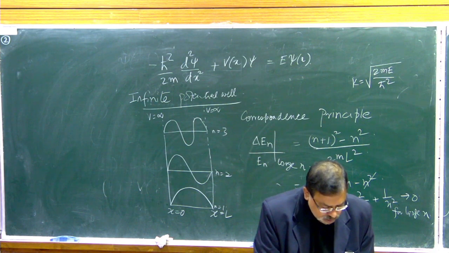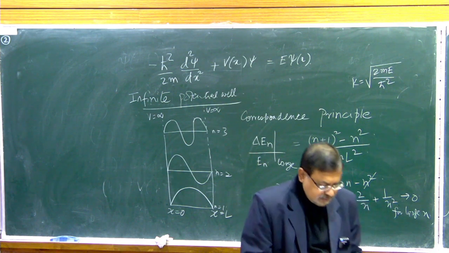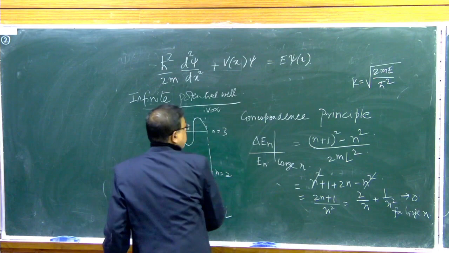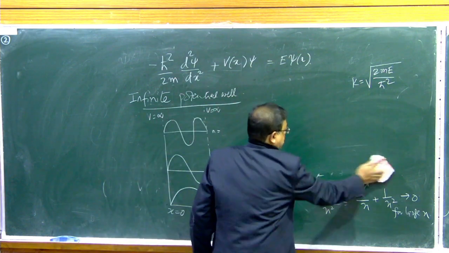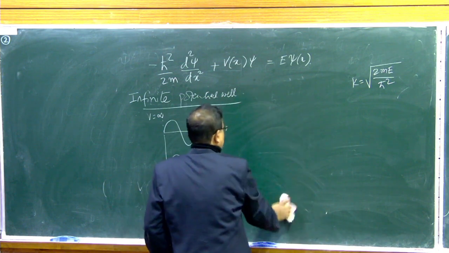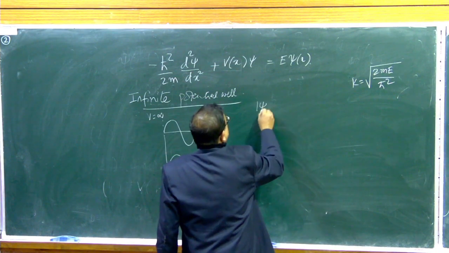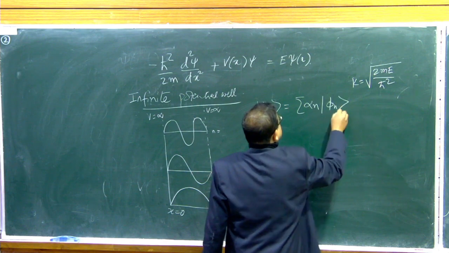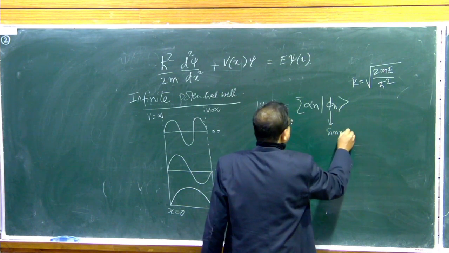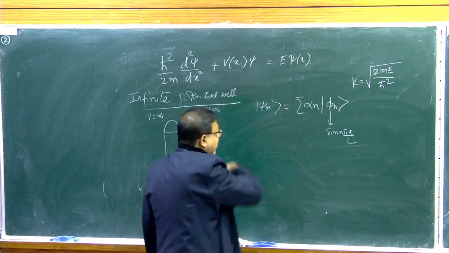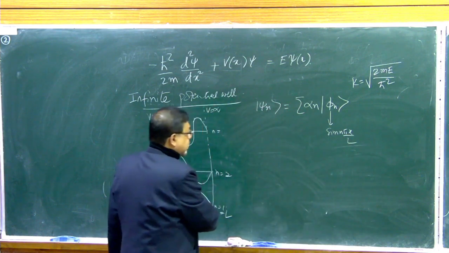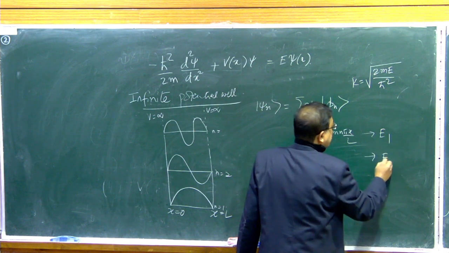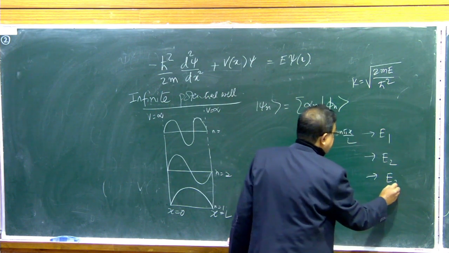And so, you know that all these psi's form a complete set of states, where psi n is equal to some alpha n phi n, where these phi n's are the sine n pi x by L. Okay, and you know that a measurement of the lowest energy will yield E1, and then the next one will yield E2, and then the next one will yield E3, and so on.